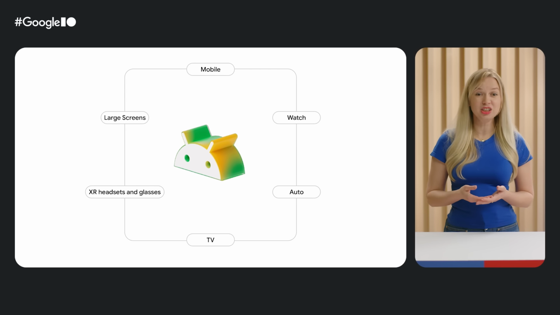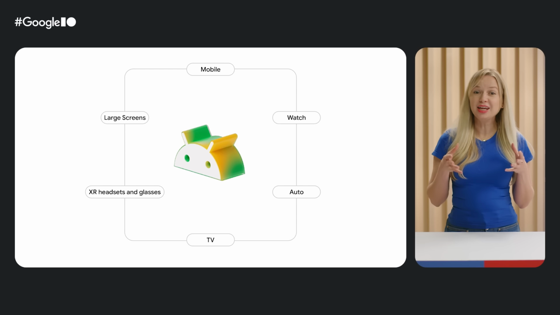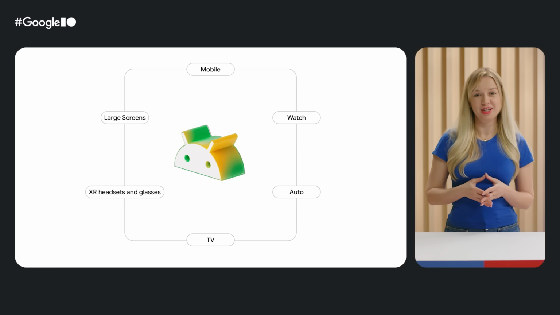This agentic experience is available on Android phones, foldables, and tablets, including the latest Pixel 9 series, Samsung's Galaxy S25 series, and Xiaomi 15 series. And it will be coming to more devices soon, including form factors like Wear, TV, Auto, and XR devices. Stay tuned for more information on how to integrate your own apps with Gemini soon.